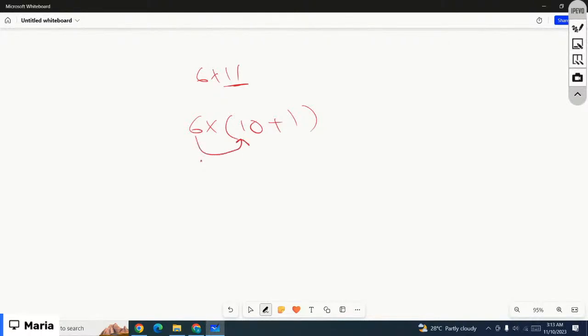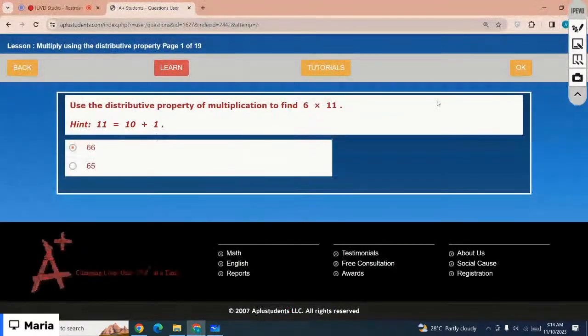You have to do 6 times 10 and plus 6 times 1. So 10 times 6 is 60 and 6 times 1 is 6. So when you add, the answer is 66. And obviously we know that 11 times 6 is 66. Got it? So the correct option is 66. So that's how you multiply using distributive property.